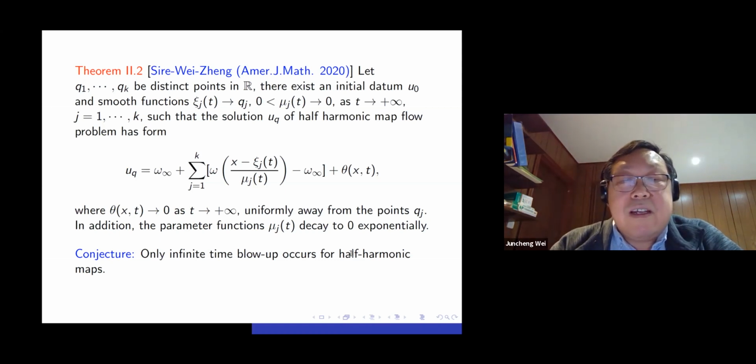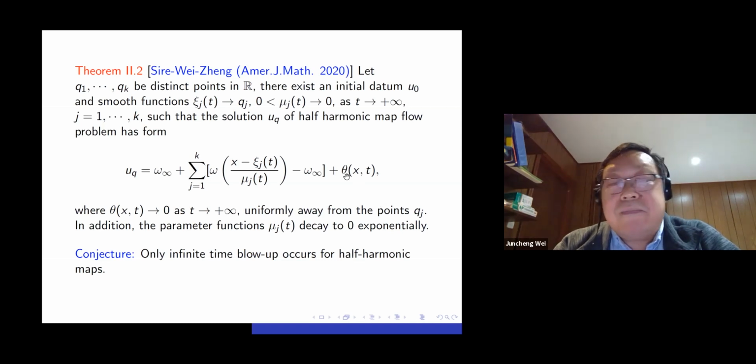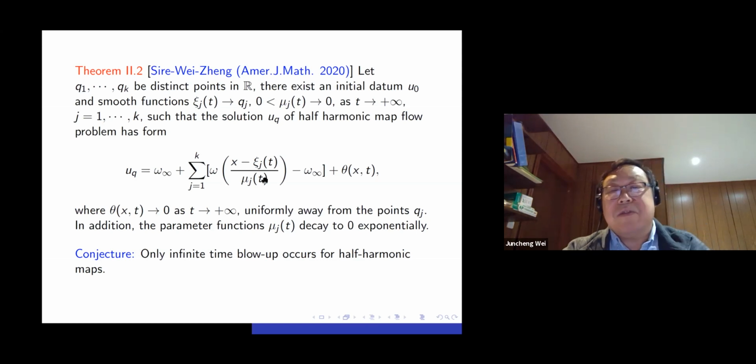So with Yannick Sire and Yongquan Zheng, we actually construct solutions to the half-harmonic map flow, which blow up at infinity, and the blow-up rate is exponential. So our construction actually suggests that for half-harmonic map flow in R^1, infinite time blow-up should occur, not a finite time blow-up. But I think this is quite an interesting problem.